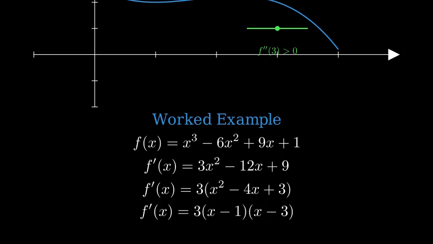Now, let's find our critical points by setting the first derivative equal to 0. 3(x - 1)(x - 3) = 0. Since the product is 0, either x - 1 = 0, so x = 1, or x - 3 = 0, so x = 3. So our critical points are at x = 1 and x = 3.